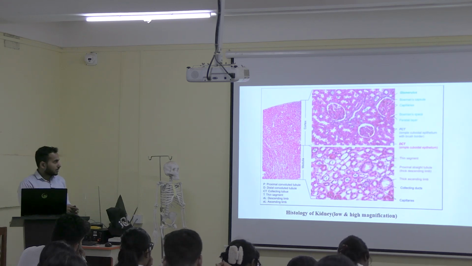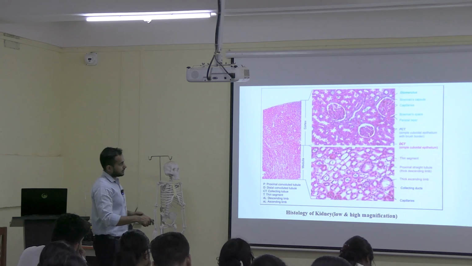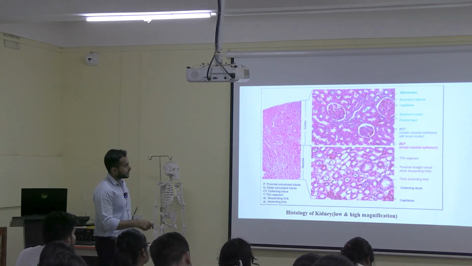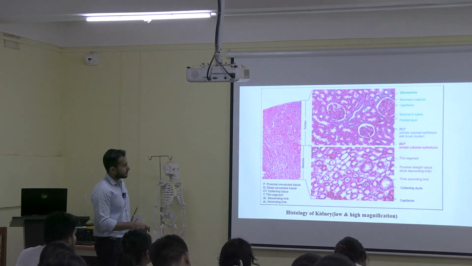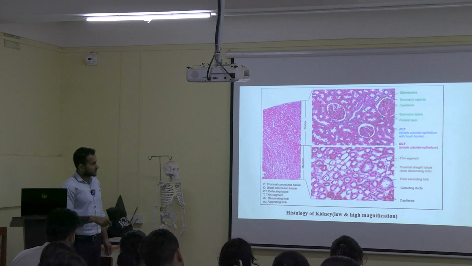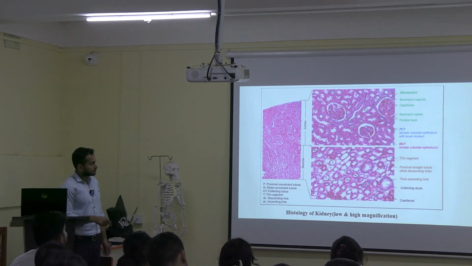Okay, now please see, here also some PCT and DCT can be seen. Now see, this is the thin segment. Okay, see, this is the thin segment. You see, this is the thick segment. So see the difference between the thin and thick segment. Lining epithelium is different. Okay, next, here you can see the collecting duct.